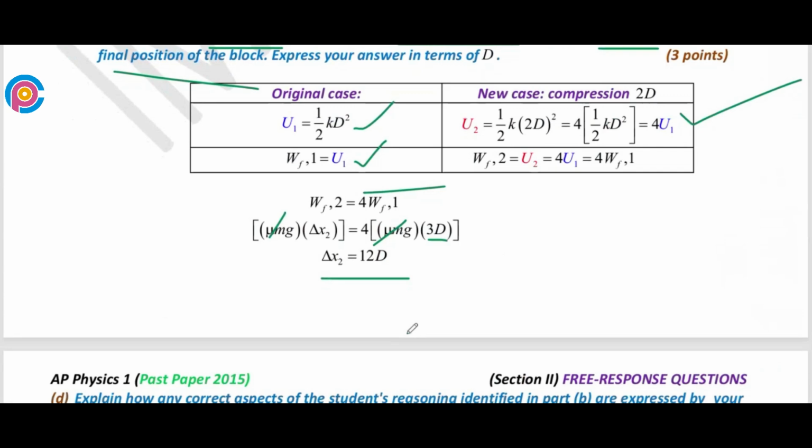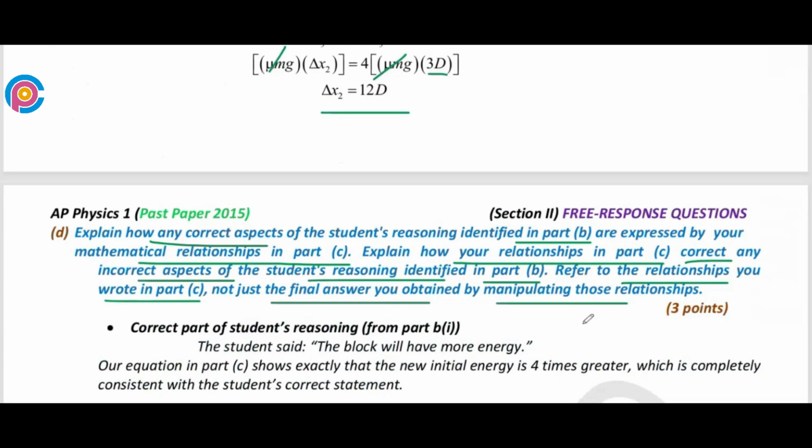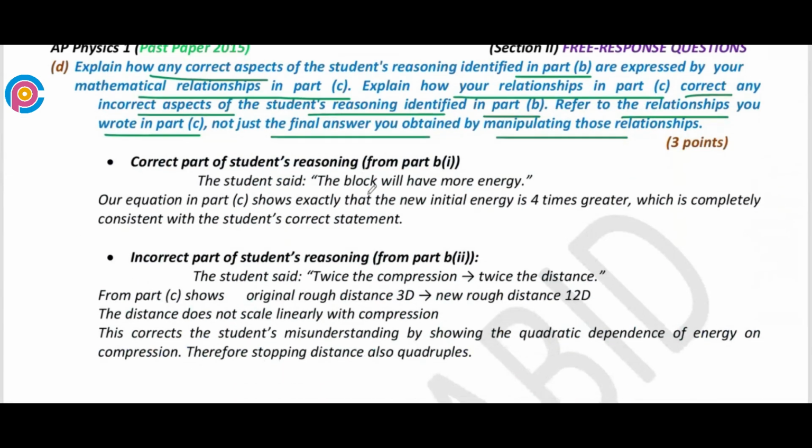the body covers. In part D, explain how any correct aspects of the student's reasoning identified in part B are expressed by your mathematical relation in part C. Explain how your relationship in part C corrects any incorrect aspect of the student's reasoning identified in part B. Refer to the relationship you wrote in part C, not just the final answer you obtained by manipulating those relationships. Correct part of the student's reasoning: the block will have more energy. It's not exactly what he expected, but it is more energy. The new energy is 4 times greater, which is completely consistent with the student's correct statement.